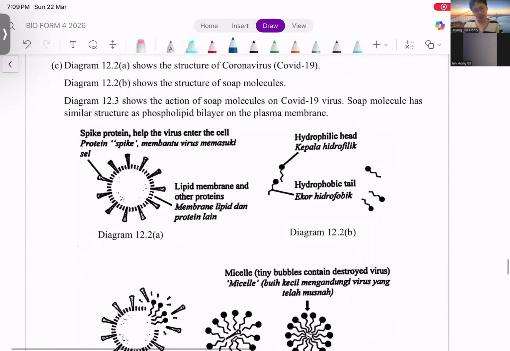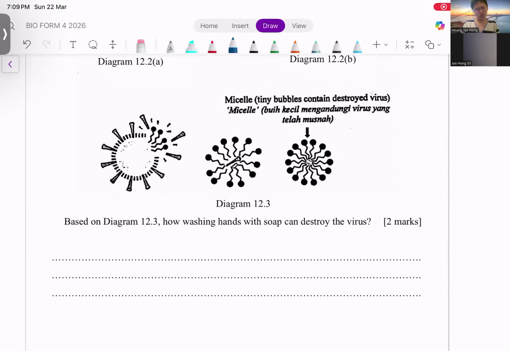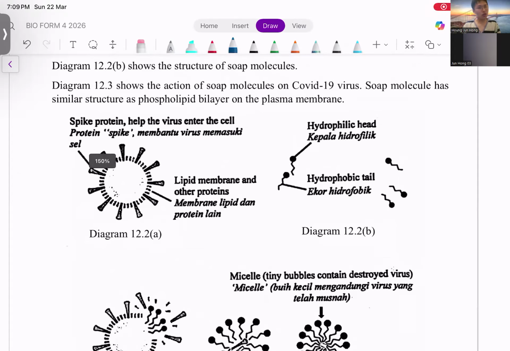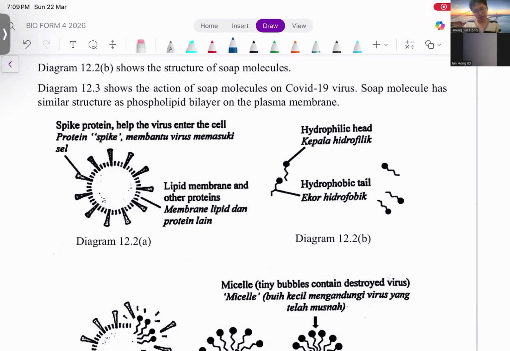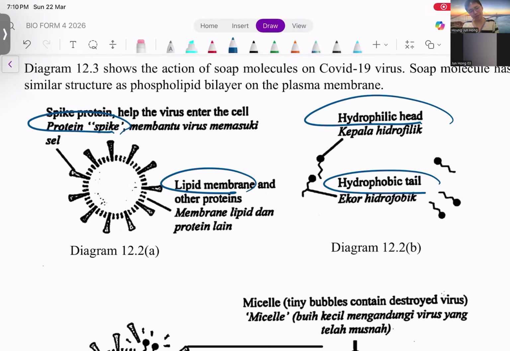Okay. Question C, they ask you, how can washing hands with soap destroy the virus? Now, this is so out of nowhere, right? Like, you never learn about soaping, you never learn about washing hands, whatever. This is just so out of the syllabus. But how you can see here, they did give you a lot of information. You see that there is protein spike, there is lipid membrane, there is things like that. Then there is also hydrophilic head, hydrophobic tail.